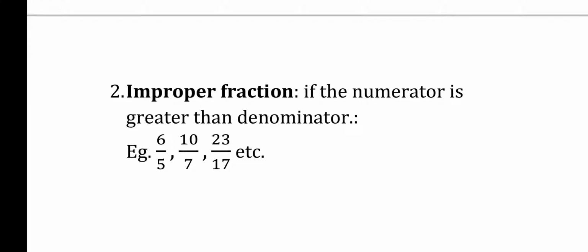Next is improper fraction. If the numerator is greater than the denominator, 6 is greater than 5, so the numerator is greater than the denominator, so it's an improper fraction. 10 by 7, improper. 23 by 17, improper fraction. So this is the second type, improper fraction.